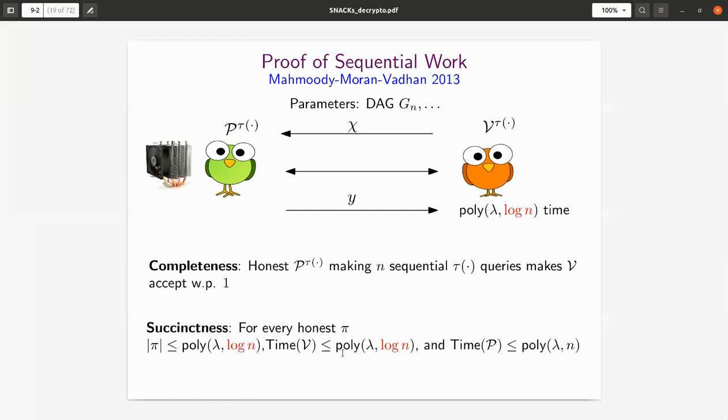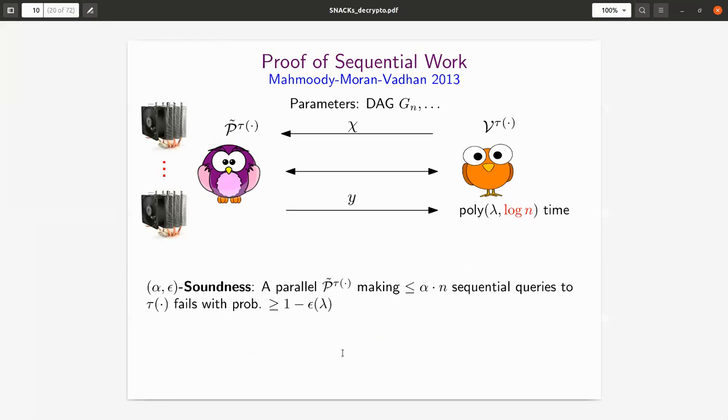Okay. So this is for functionality. What do we have for security? Assume that we have a malicious prover now that may have massive parallelism. What do we guarantee? We define the notion of alpha epsilon soundness, in which such a parallel malicious prover that makes at most alpha n sequential queries to this oracle, for some alpha, say a half or 2/3 or whatever, will fail with overwhelming probability, with probability 1 minus epsilon.